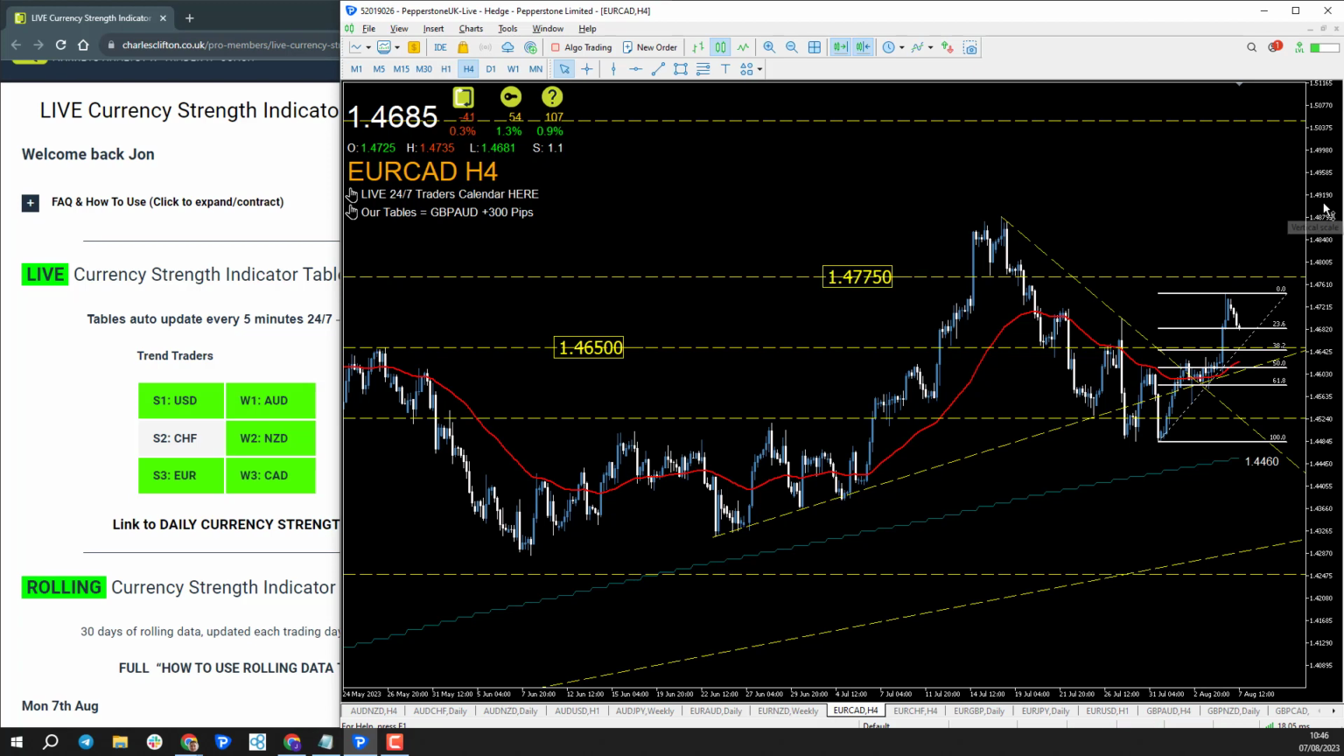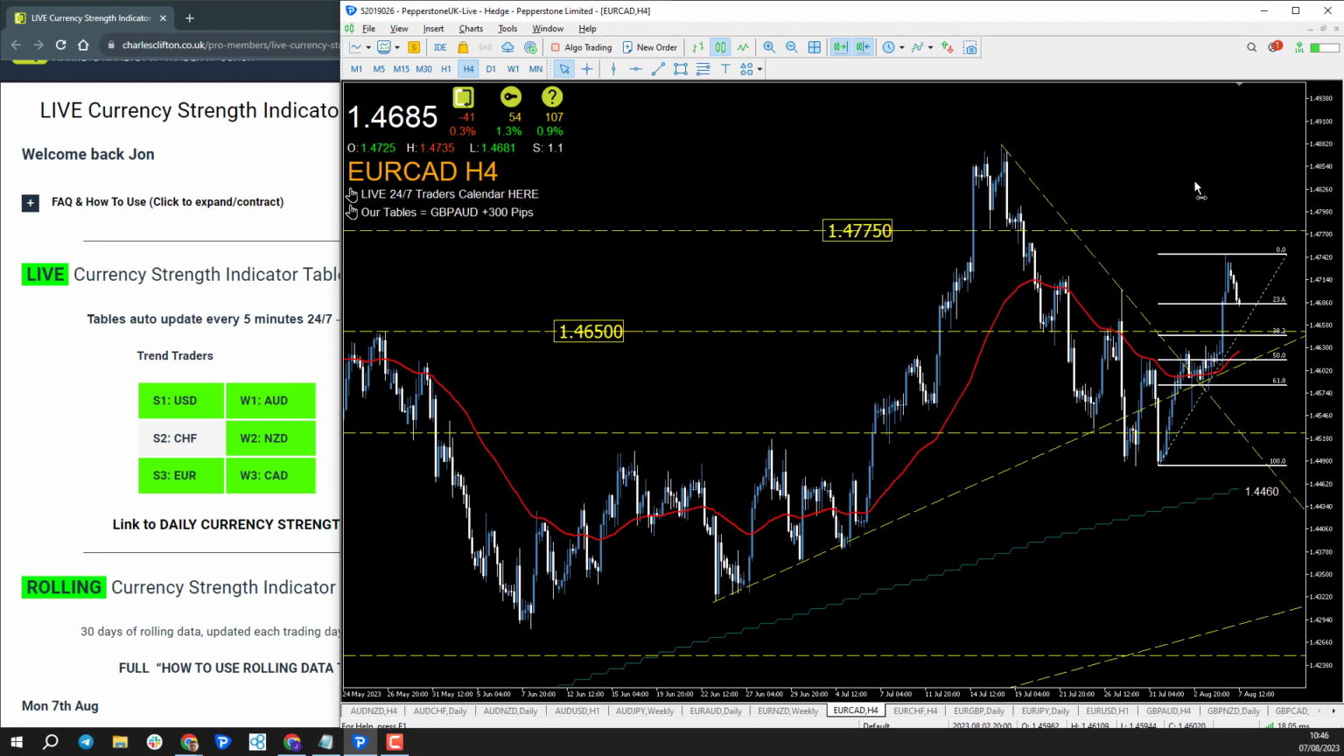So those are the markets I'm really taking an interest in at the moment: Aussie US dollar, New Zealand US dollar, Euro CAD. We do have data coming up this week, but it doesn't really kick off until Wednesday, so we may get a couple of days of just quiet trading before we get into that news week.